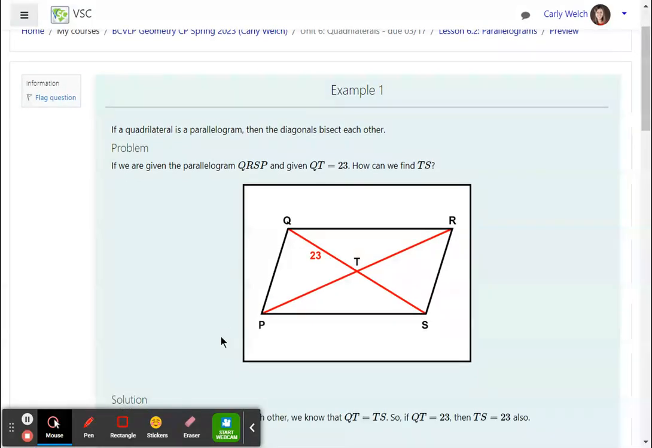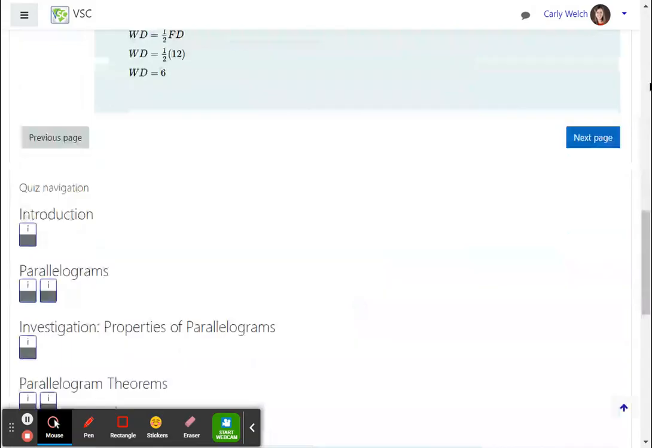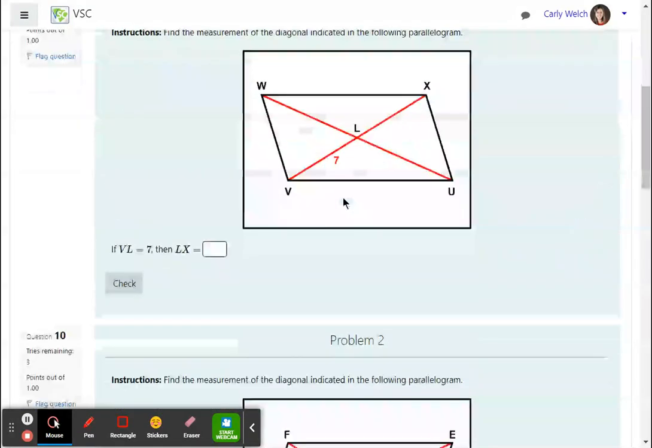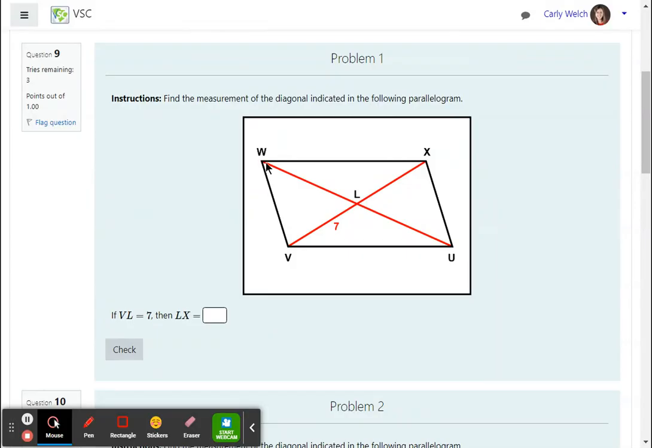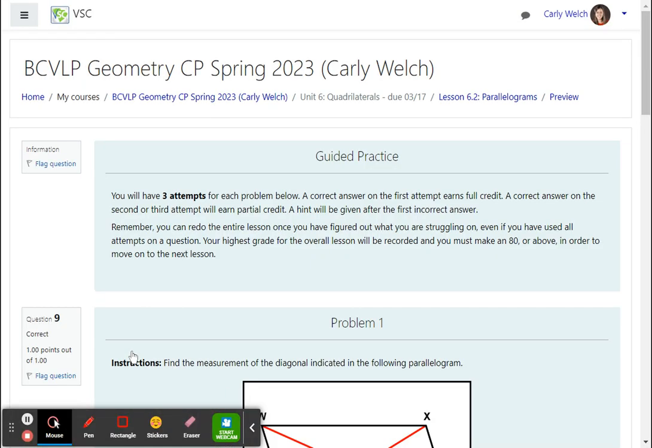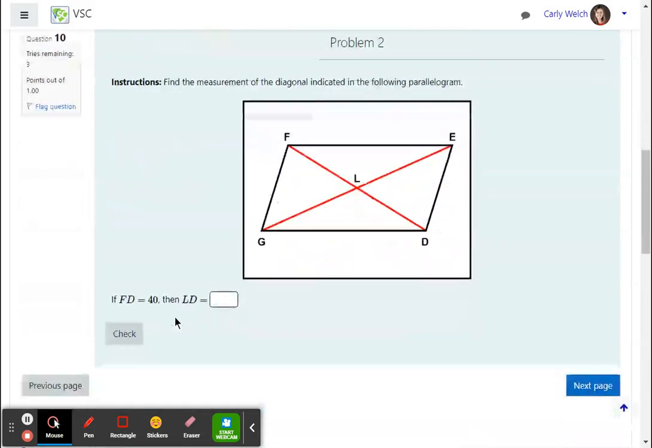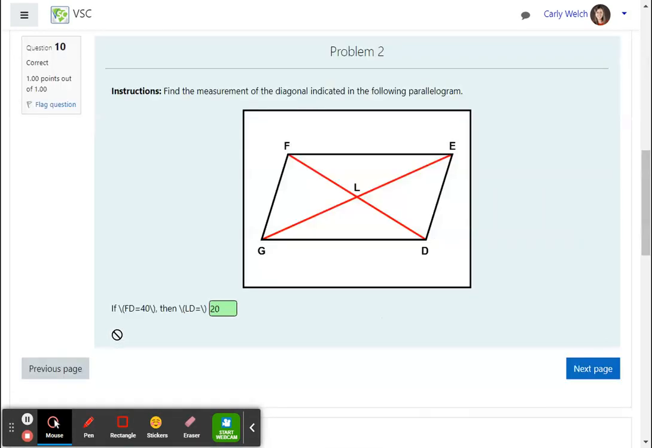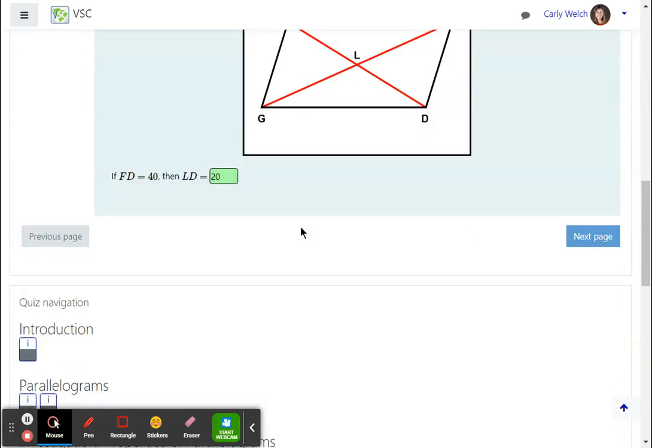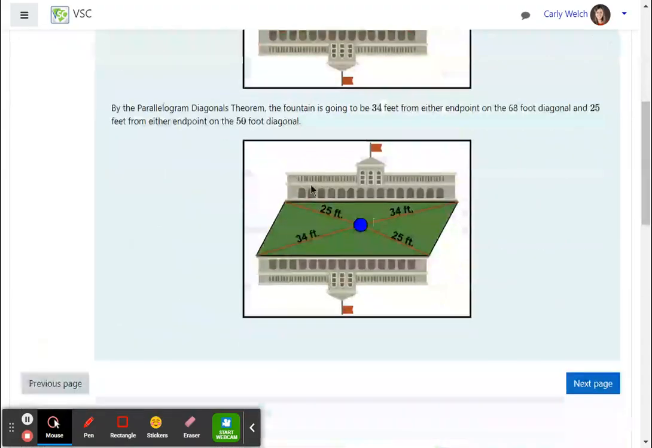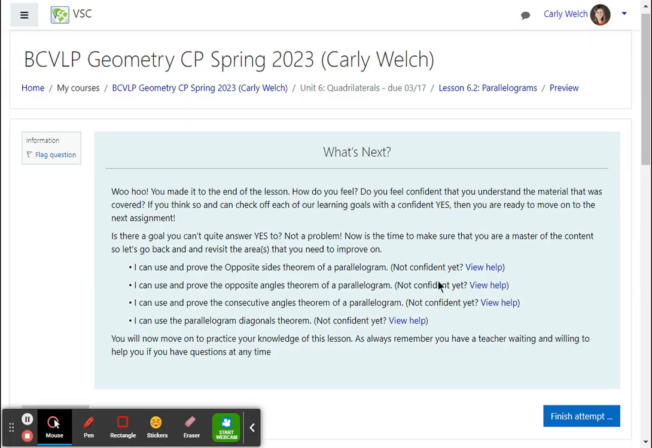And then lastly, diagonals bisect each other, so they cut them in half. Again, a few examples for you to look through. So this WU cuts this diagonal in half. So if half of it is 7, then the other half is also 7. And FD is 40. The entire thing is 40. So then LD is half of that. Half of 40 is 20. Real world application there. And that's it for this lesson.